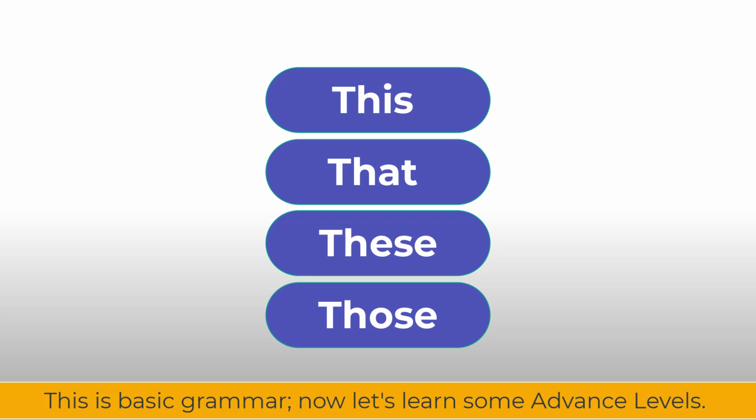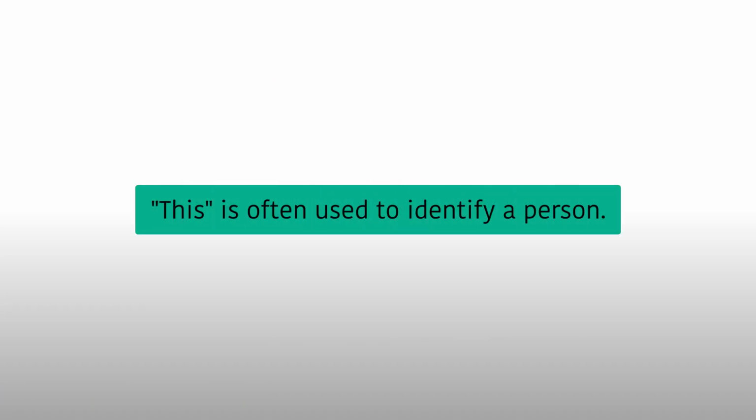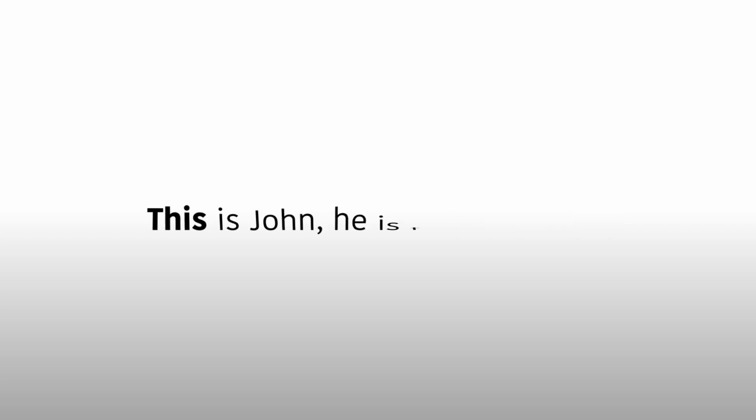This is basic grammar. Now let's learn some advanced level, which will be useful to you every day. For example, this is often used to identify a person. This is John. He is from America. Or this is Rohit calling from Canada.